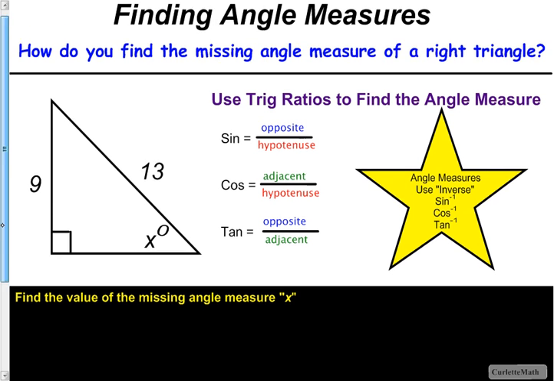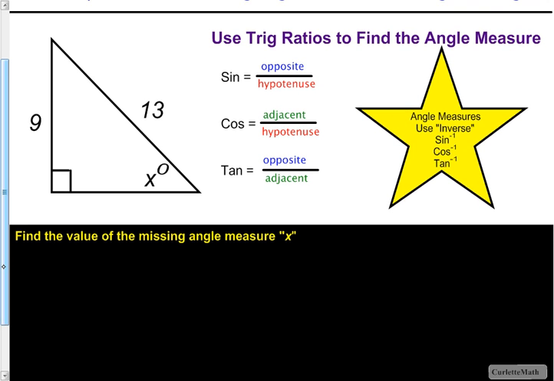Now, on this one, take a minute, hit pause. What trig function do you need to use for the ratio of sides of side length 9 and side length 13 from the angle measure of x? Hit pause now, work through it, and let's check our work.